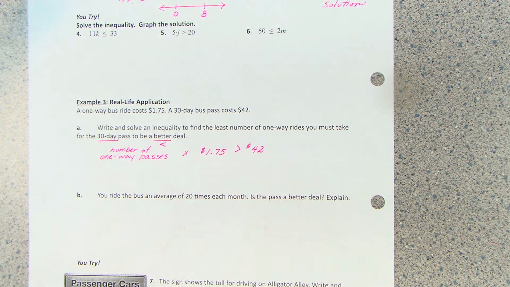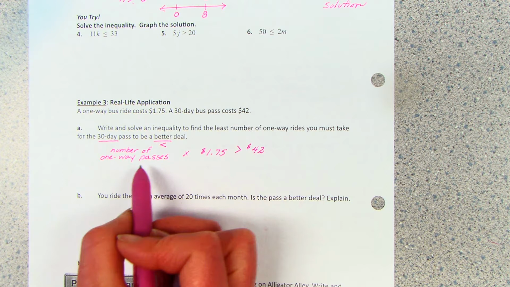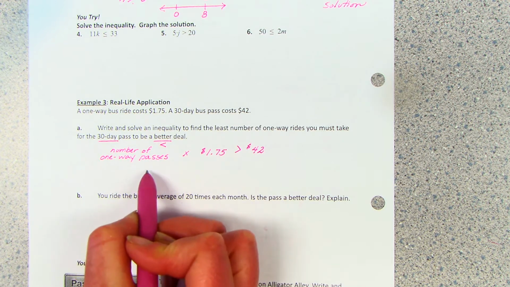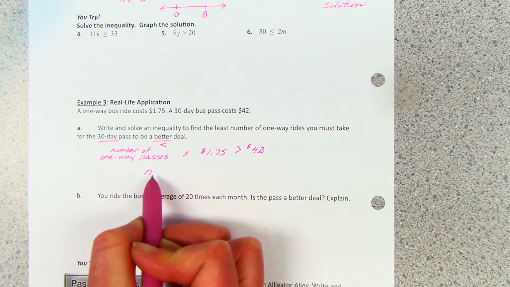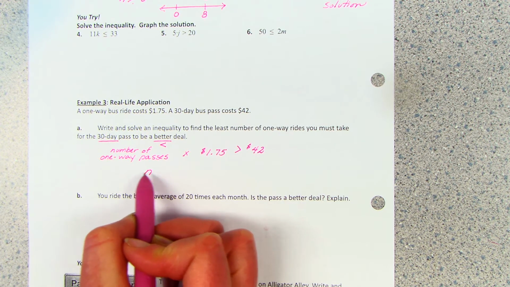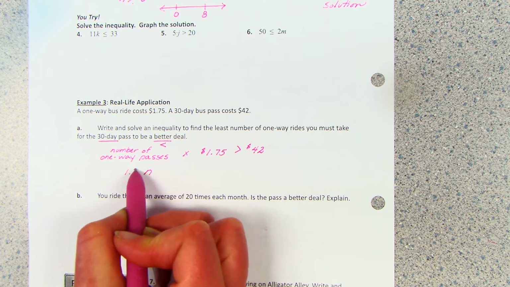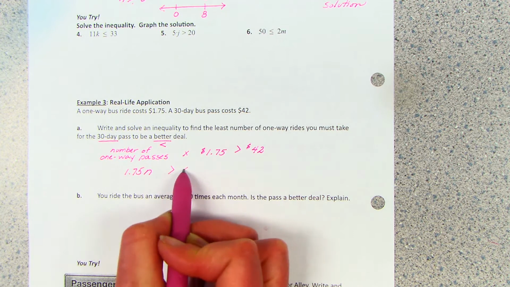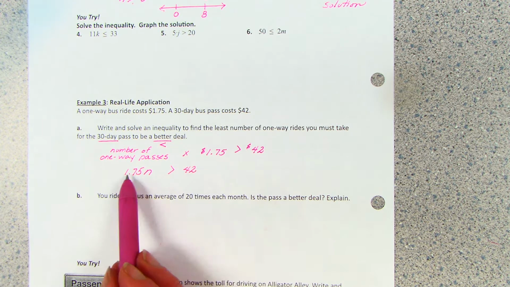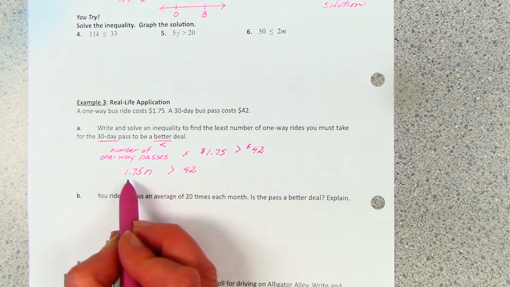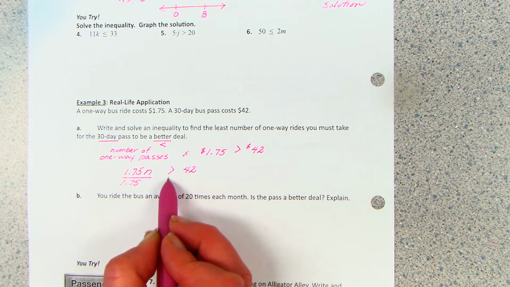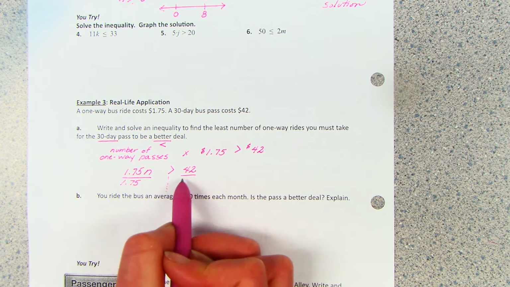All right, so let's change that into an inequality. This is the variable, the number of one-way passes, and it doesn't tell you what to use, so we can use n. And we're going to multiply by $1.75. I always like to put my coefficient in front of the variable. And that's going to be greater than 42. And then to isolate that variable, to get the n by itself, it's okay that it's a decimal. Still divide by $1.75. Whatever you do to one side, you have to do to the other.